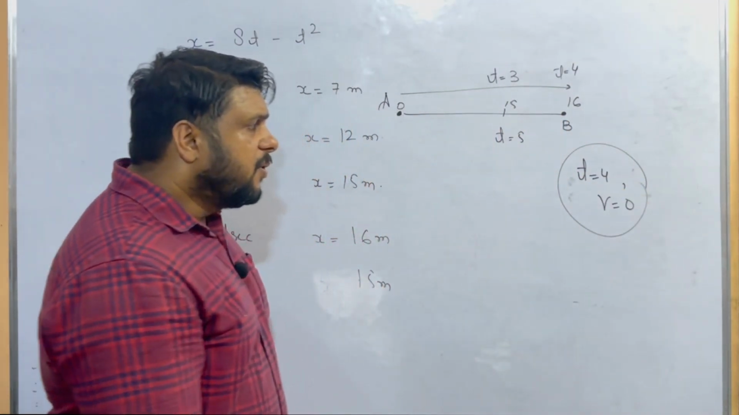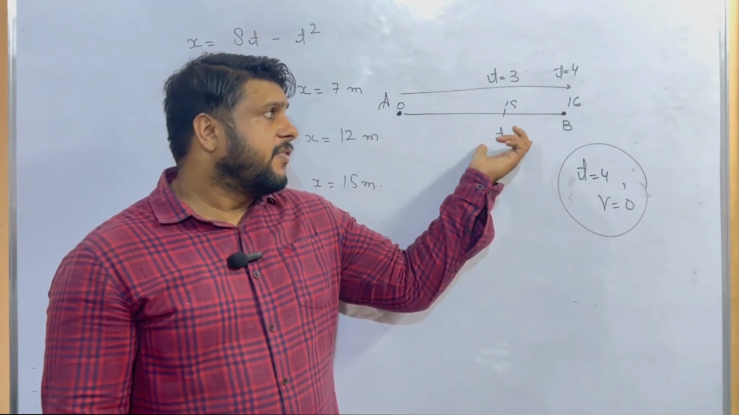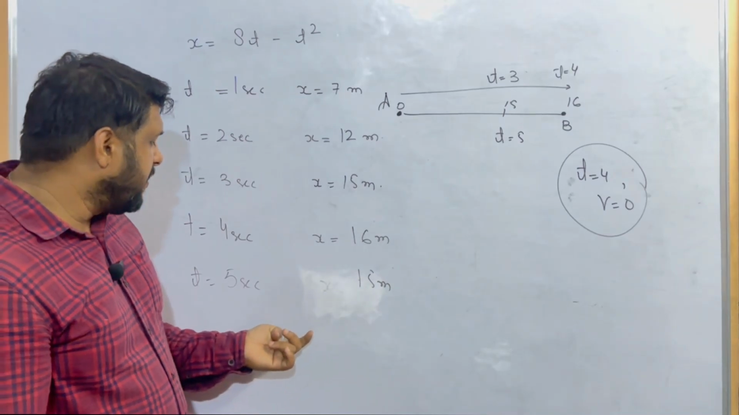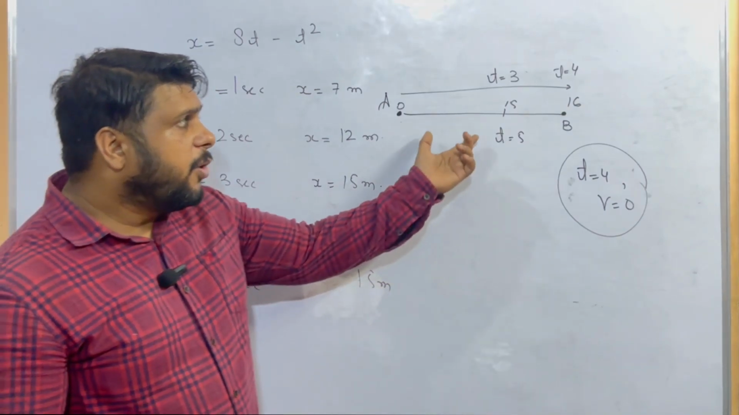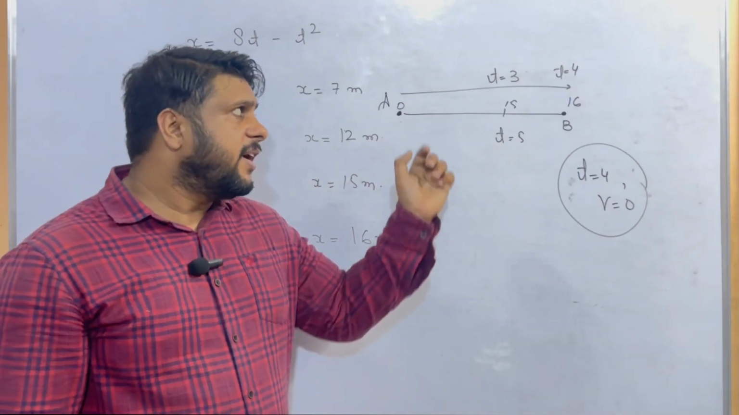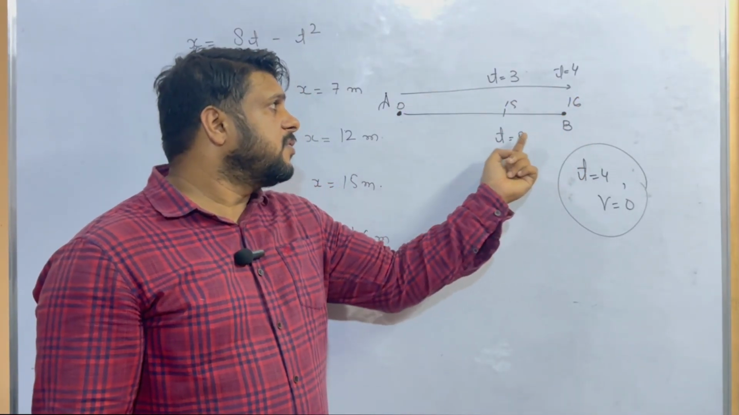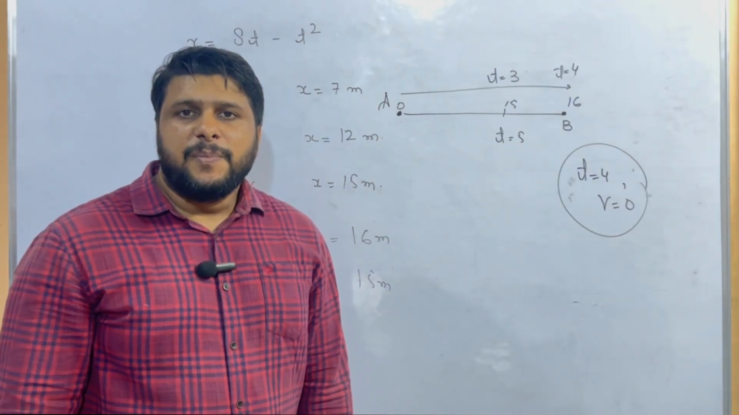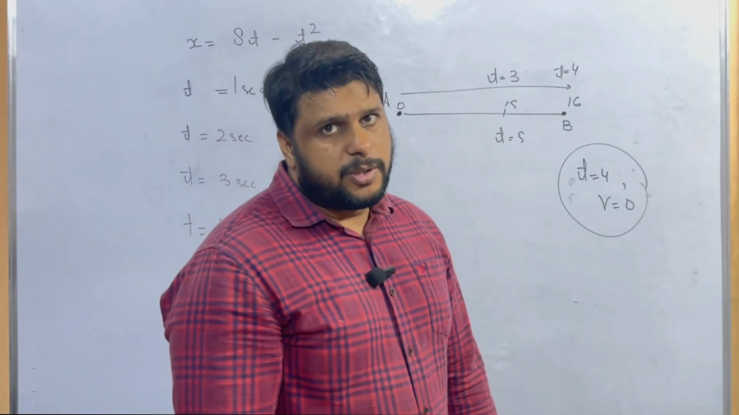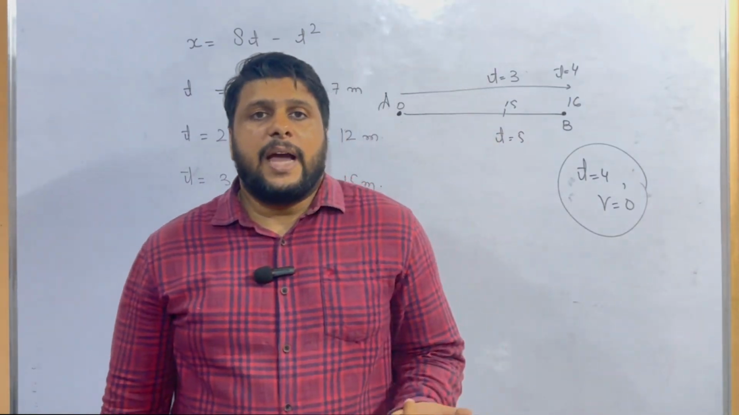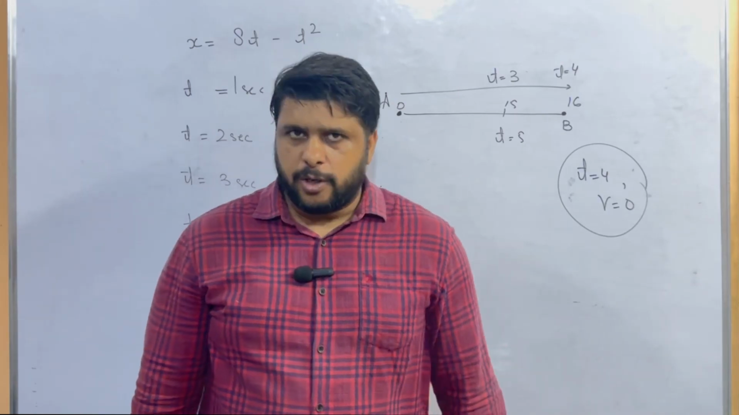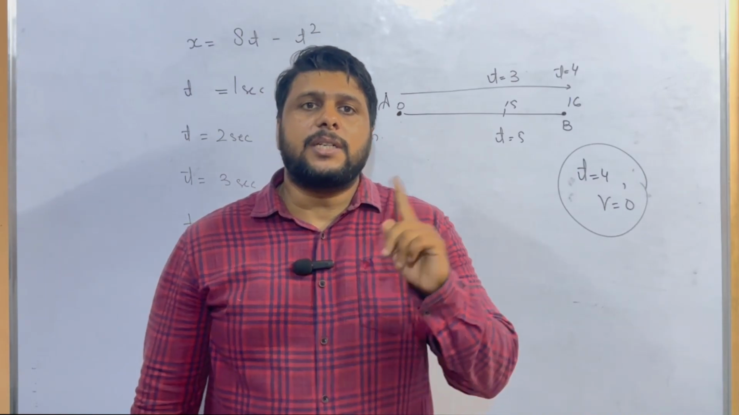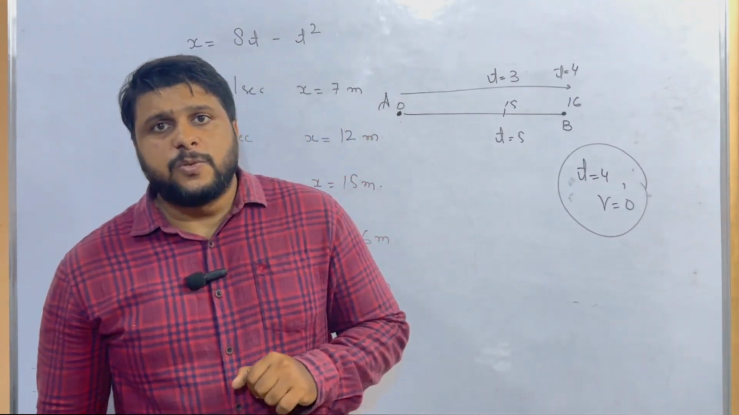Why am I telling you this? Because if I ask you to find the distance and displacement traveled in 5 seconds, you now know that the values are going to be different, because the distance traveled is 16 plus 1, 17 meter, but the displacement is 15 meter only. So how did we come to know about this? First we have to find whether it is turning or not. For a turning point, what do we need to see? We need to see at what time its velocity becomes 0.